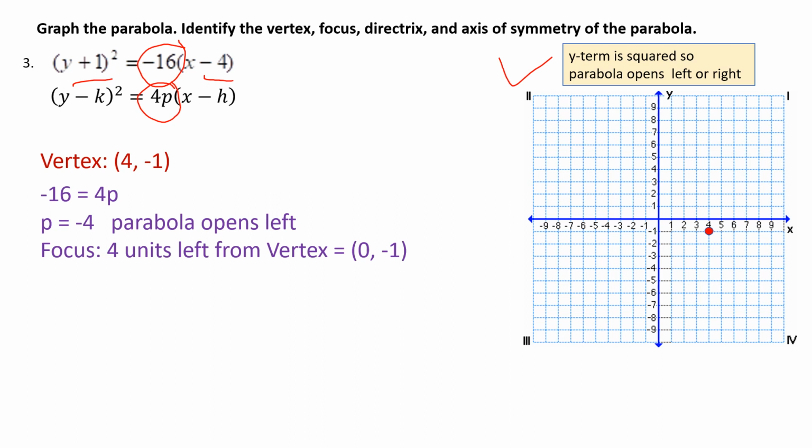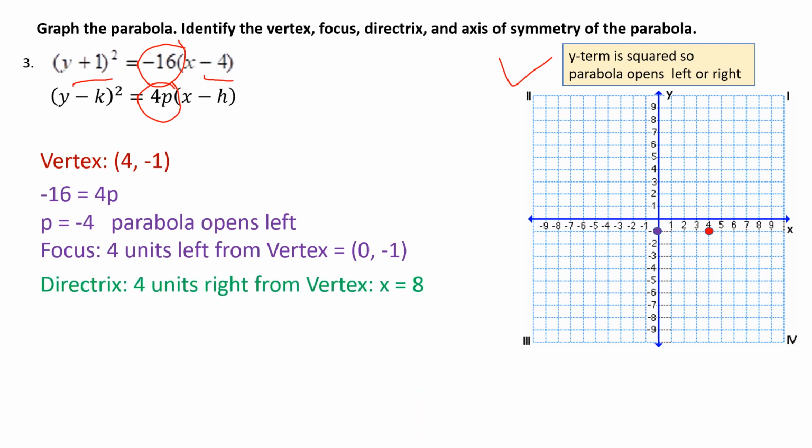Remember, the focus is inside the parabola. So how do I know the focus has coordinates (0, -1)? From the vertex, you go to the left 4 units, which is the absolute value of -4. So that's how I determine the coordinates of the focus.